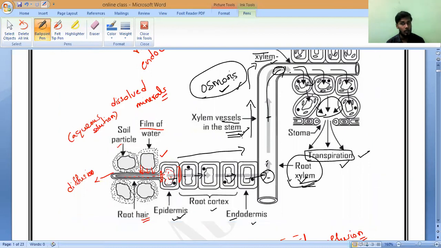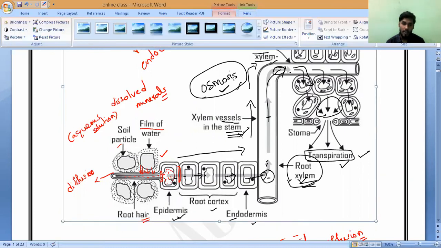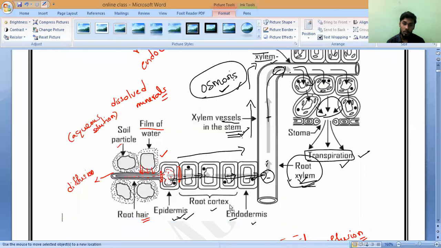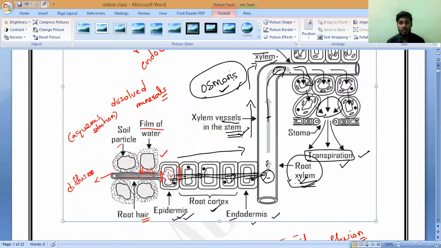So here if it creates the low pressure, what will happen? Water will come from where? Water will come from the epidermis and endodermis. Now, if water is transported to the root xylem, here it will create the low pressure. So if it creates the low pressure, from where will water come? From xylem vessels again. Where are the xylem vessels? What is this part? Root hair. You understand?